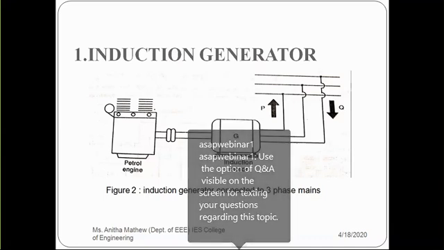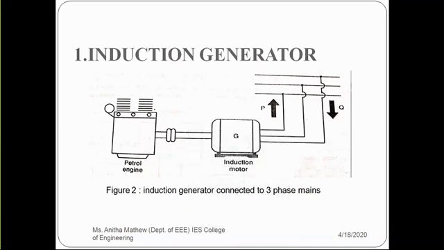A rotating magnetic field is produced as in the induction motor, and the rotating magnetic field has a speed of ns, the synchronous speed. This petrol engine, or the prime mover, will move the rotor to a speed higher than the synchronous speed. We are providing a prime mover to increase the speed of the rotor to a speed which is higher than the synchronous speed.